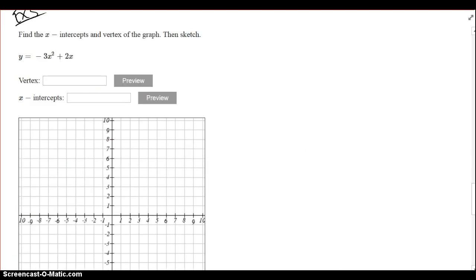For this parabola, they want us to find the intercepts and the vertex, and then sketch the graph. So I know it's one of those shifted ones, and I'm just going to go through and find the intercepts first. So x-intercepts, we're going to make the y 0. Always the y becomes 0 for x-intercepts.